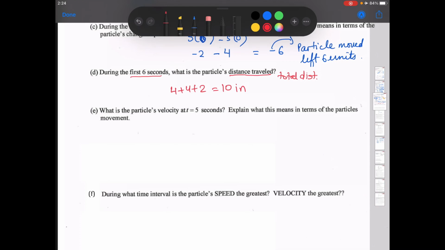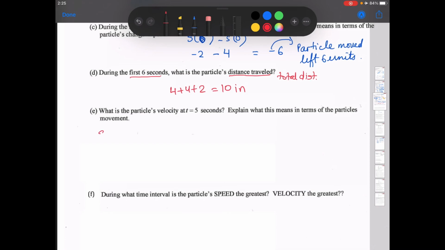So part E, what is the particle's velocity at t equals 5 seconds? And then explain what this means in terms of the particle's movement. So again, this is my position graph, but I want to find the velocity at t equals 5. How do I find it? I want to find the rate at 5. So what if I find the average rate of change around it? My average rate of change is what? S of b minus S of a over b minus a, right?